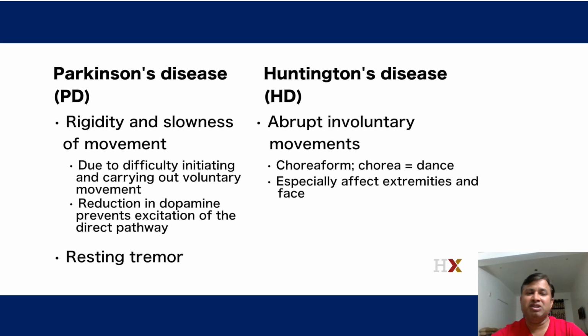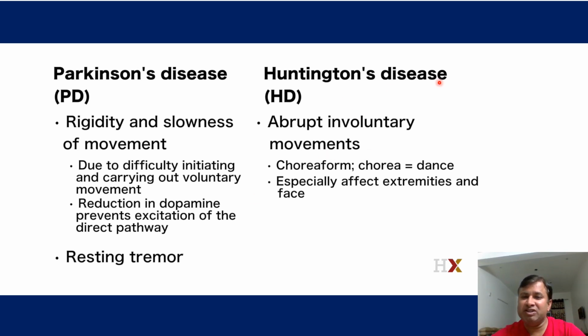So this is just the difference between Parkinson disease and Huntington disease. In Parkinson disease, there is rigidity and slowness of movement due to difficulty initiating and carrying out voluntary movements; reduction in dopamine prevents the excitation of the direct pathway. Another symptom of Parkinson is resting tremor, like a hand-shaking condition.